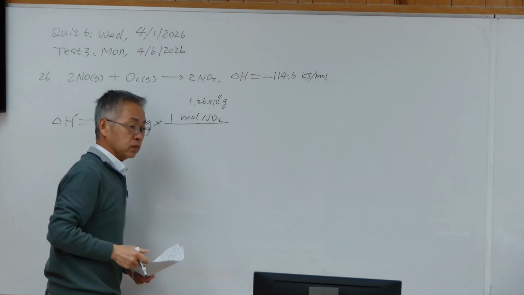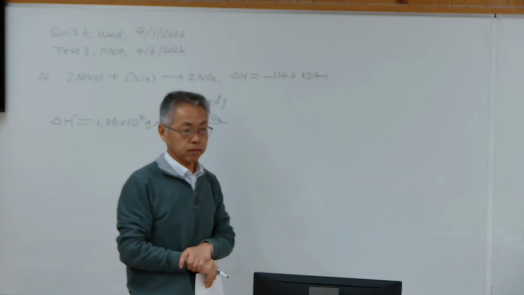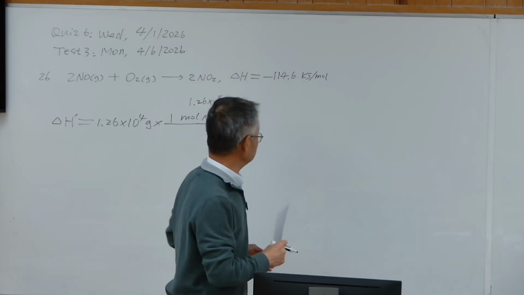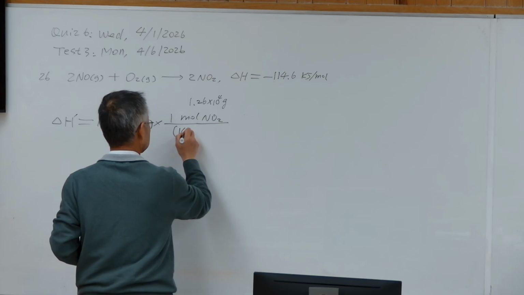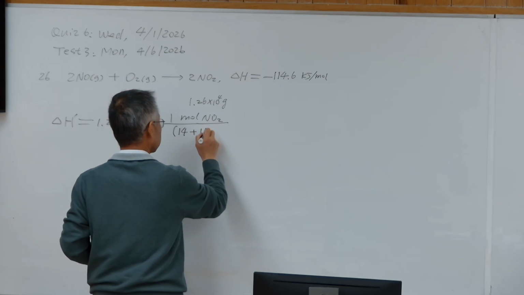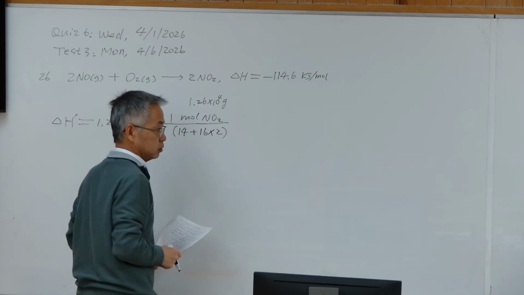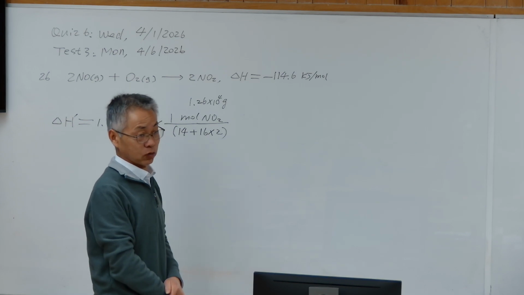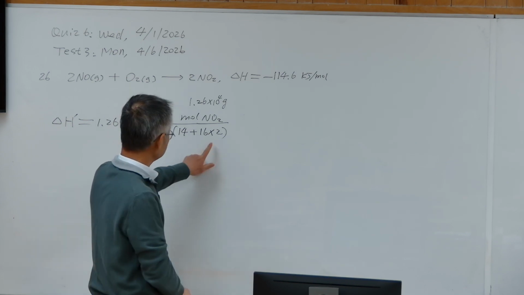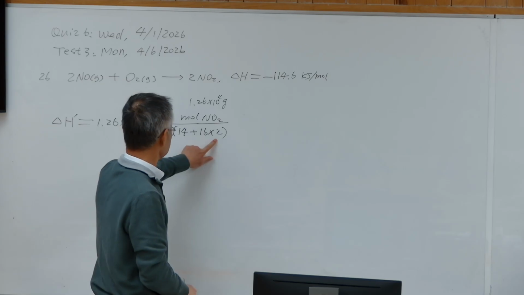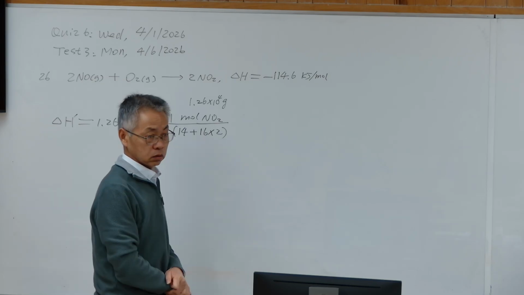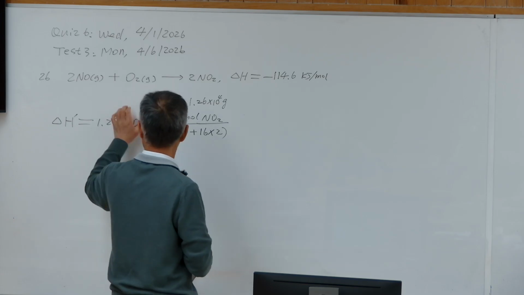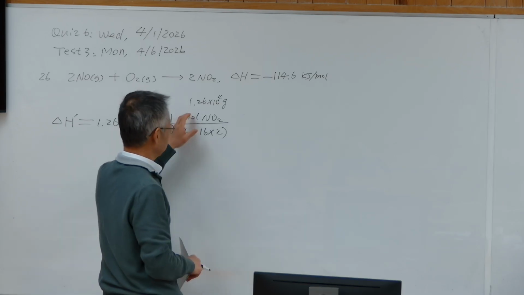What is the molar mass? You need to use the periodic table. The periodic table tells us N is 14. O is 16, although it is 15.9994, so just 16, and you have 2 O there, so together 32. Adding 14, the molar mass is 46. So mass divided by molar mass gives you moles.